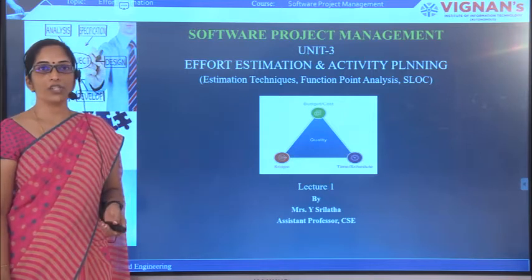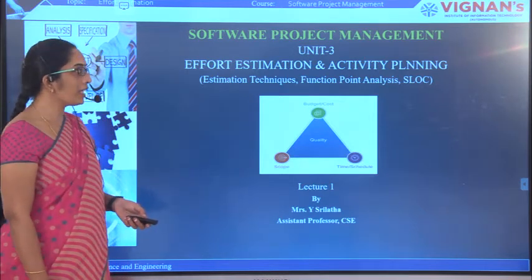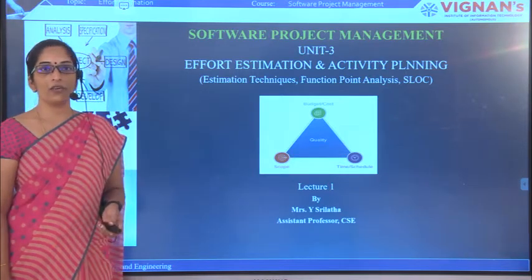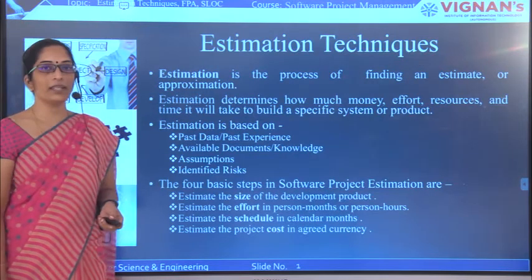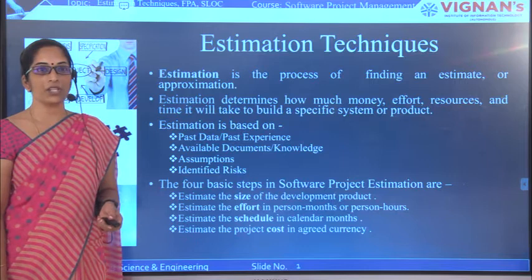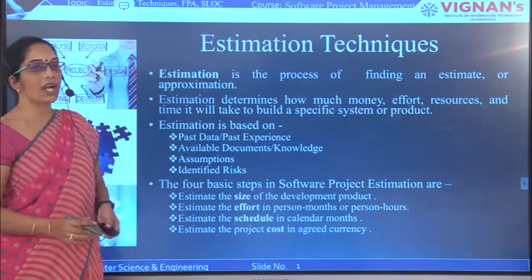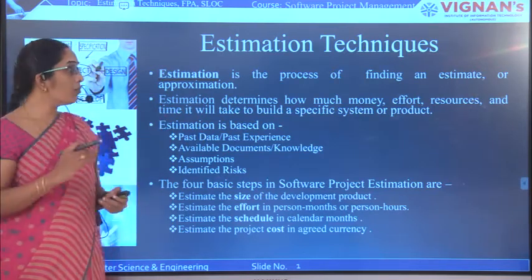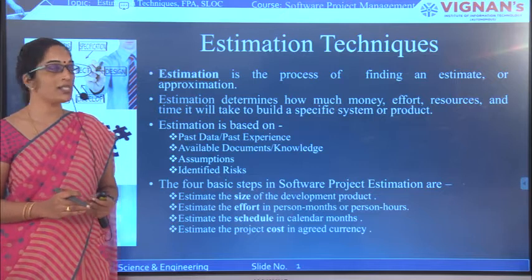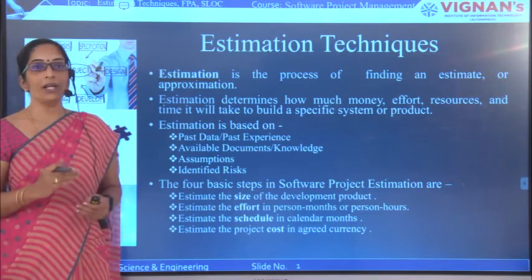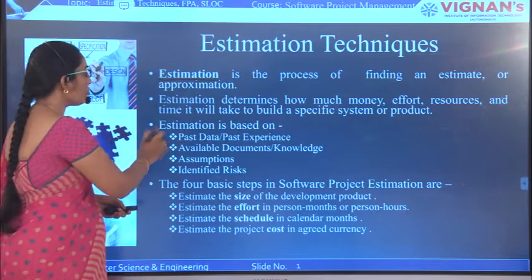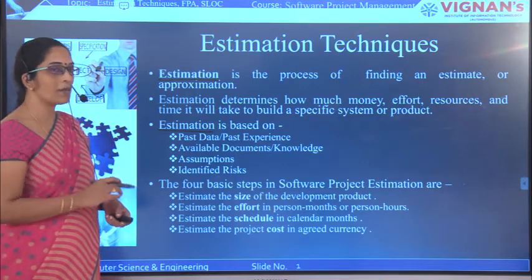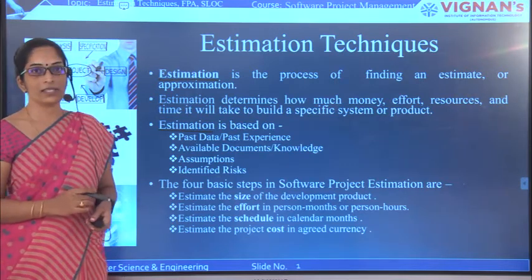In this lecture, we are going to cover estimation techniques, function point analysis and SLOC, that is source lines of code. Now, before moving to the estimation techniques, let us know what is estimation. Estimation is the process of finding an estimate or approximate value. So, estimation determines how much money, effort, resources and time it will take to build a project or a software. Estimation usually is based on past data, available documents, assumptions and identified risks.